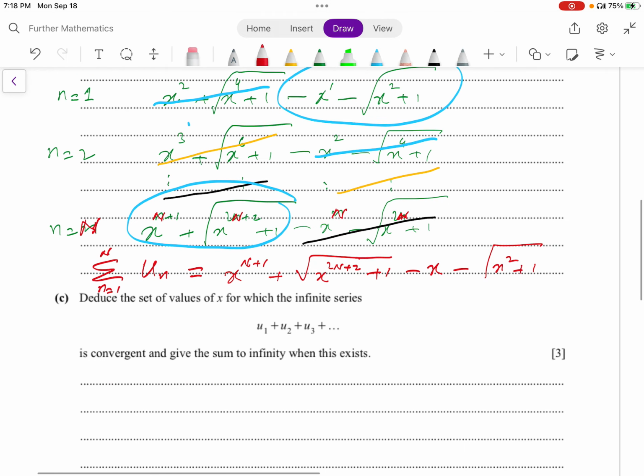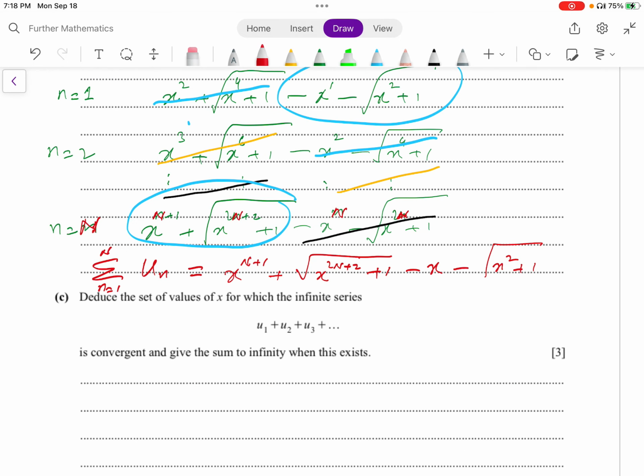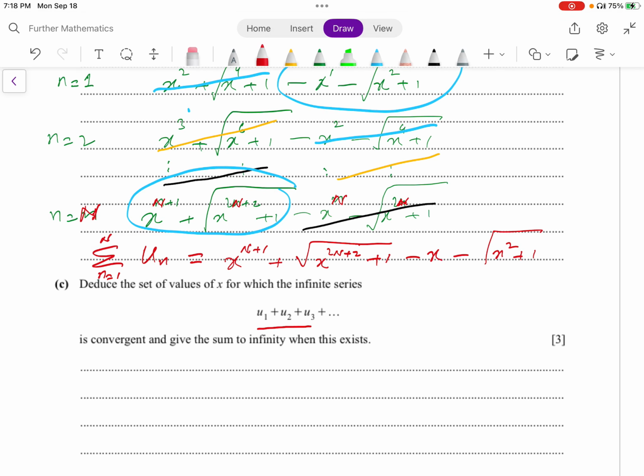Now in part C they are saying deduce the set of values of x for which the infinite series is convergent. These terms are not numerical, they are in terms of x. So it's written in the general form u1 plus u2 plus u3 and so on till infinity. That's what they mean. So we are going to add un from n equals 1 till infinity, all these terms. They're asking you to write down the set of values of x for which this infinite series is convergent.